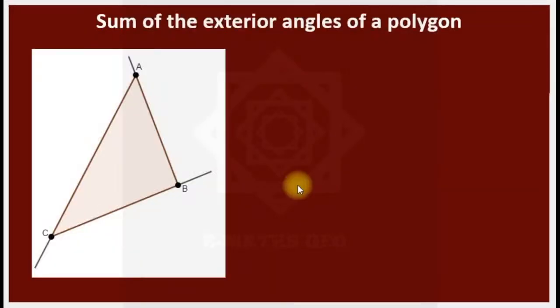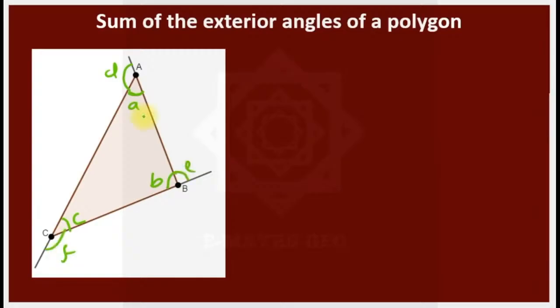Next, we have the sum of the exterior angles. We've gotten the formula for the sum of the interior angles. We want to get the formula for the sum of the exterior angles, and the polygon I'm going to use here is a triangle, the smallest-sided polygon. So let's denote the exterior angles: I call this A, this B, this C, this D, this E, and this F.